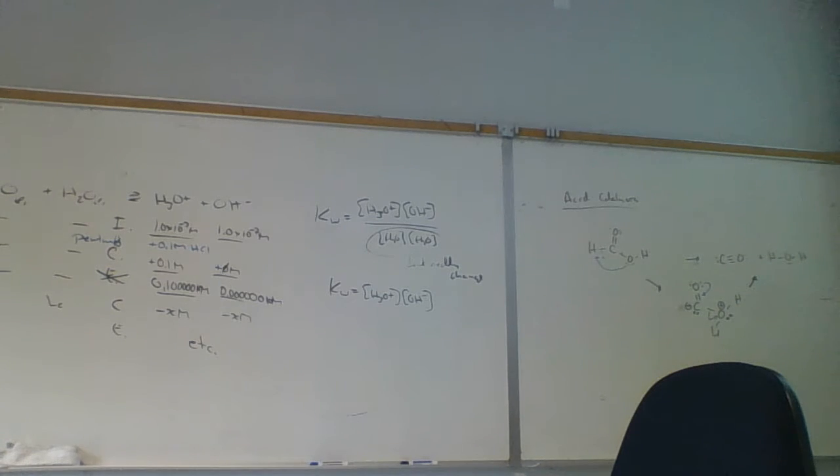Since the cations go this way, we call this the cathode. And this is called the electrode. The electrode is the conduit for the electrons. Usually a piece of metal or some conductor. And so this is the cathode electrode.